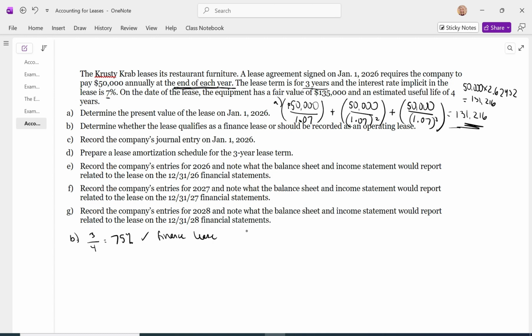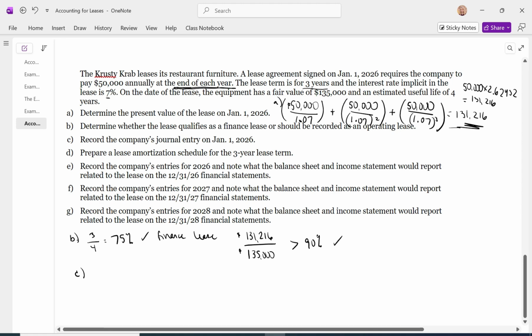If we wanted to, we could also have said, what about those lease payments? $131,216. It doesn't matter, even if it fails this test, it's still a finance lease. Out of the total fair value of $135,000, clearly that's going to be over 90%. Okay, so this is definitely a finance lease.